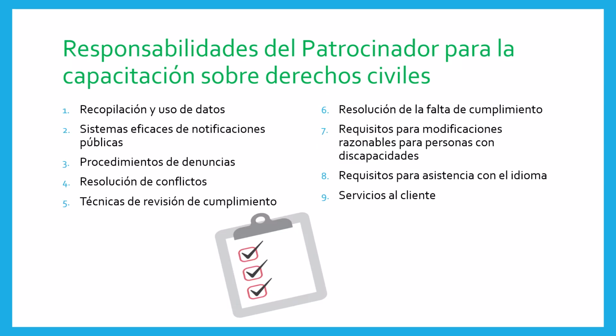Per federal guidance, there are 9 areas at a minimum for which each sponsor is responsible for receiving and providing training on for civil rights. And these are the topics that we will cover throughout this presentation, which are collection and use of data, effective public notification systems, complaint procedures, conflict resolution, compliance review techniques, resolution of noncompliance, requirements for reasonable modifications for persons with disabilities, requirements for language assistance, and customer service.